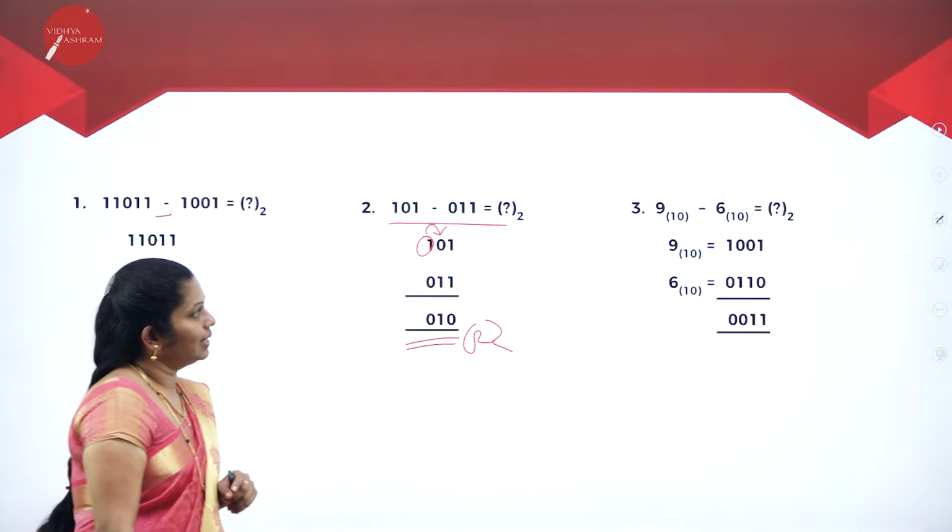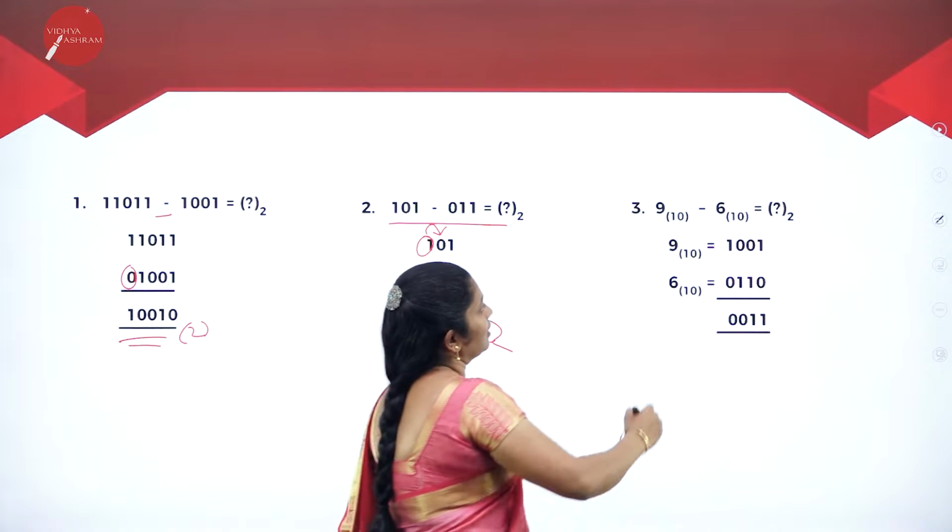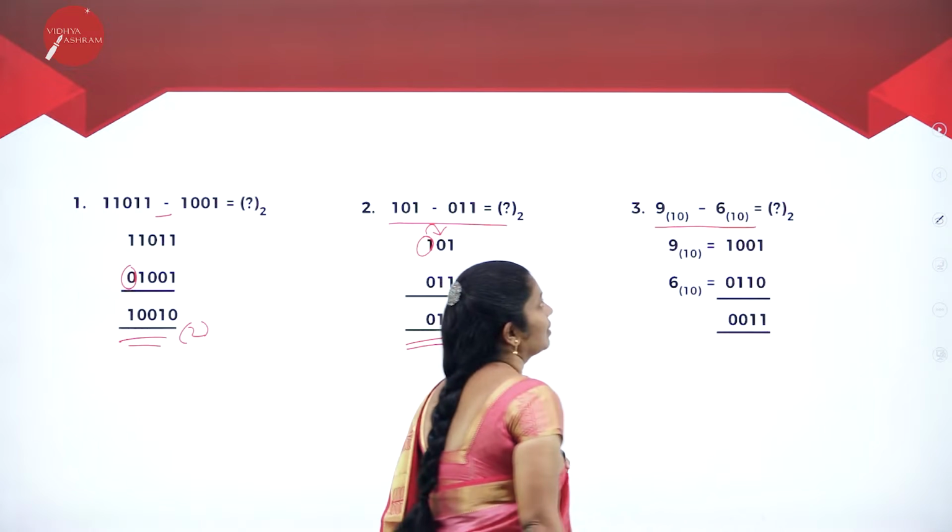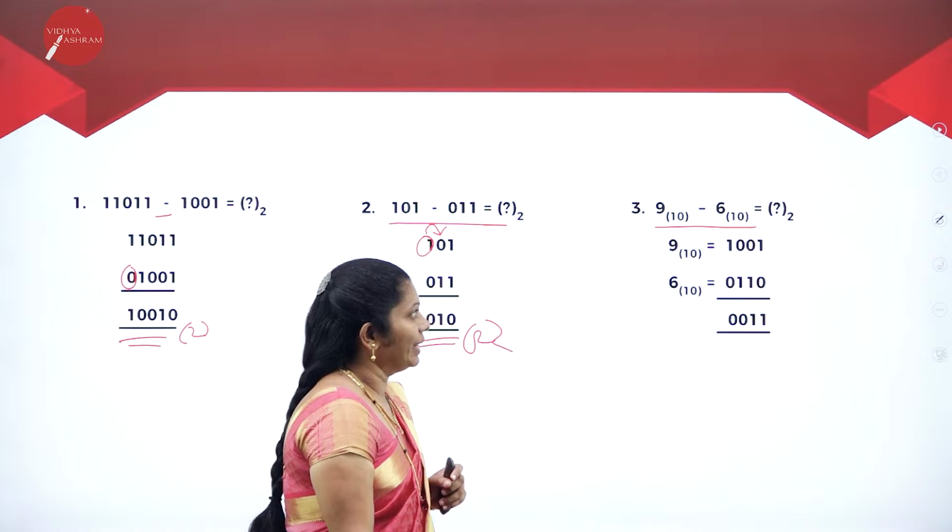Now, is it clear? Next, consider one more problem. Consider a decimal number, that is 9 minus 6.